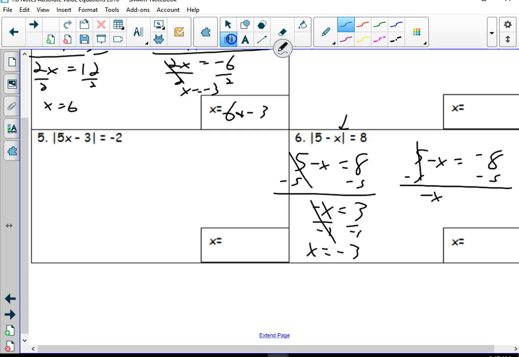Okay, over here. Don't forget that negative. Equals negative 13. Divide by negative 1. X equals positive 13. Check it. 5 minus 13 is negative 8. The absolute value of negative 8 is 8. Negative 8 is 8 spaces away from 0. So my two answers are negative 3 and 13.